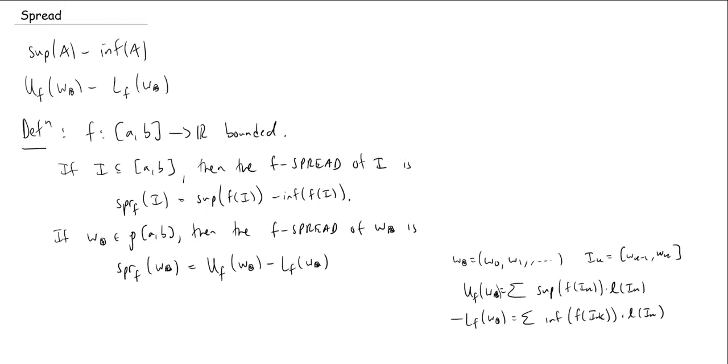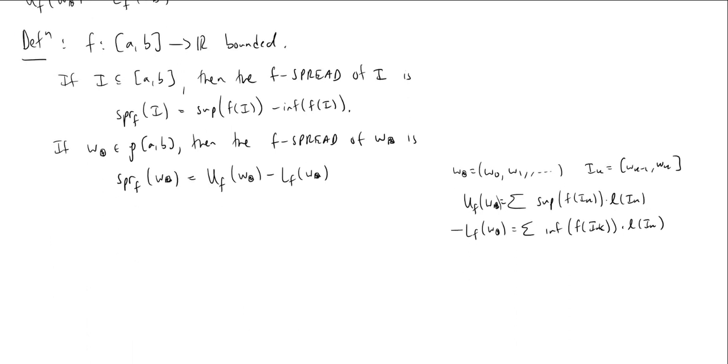Maybe one more little bonus definition. I could be looking at all of the partitions. Let's say I take P and define that to be all the partitions on [a, b]. Then I could even talk about the f spread of P, and this would simply be the set of all f spreads on all partitions. That will come into play in our theorem.